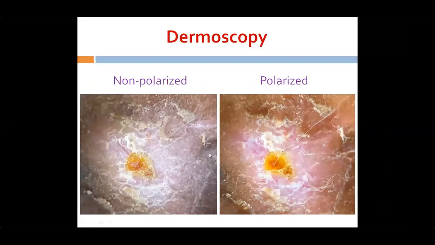But in the non-polarized mode, the lesion, as you can see, appears more scaly as opposed to the polarized mode. And even the surface features like depressions, rugosity, or crypt-like areas are better appreciated in non-polarized mode as opposed to the polarized mode. So for a holistic assessment of a skin lesion, one has to examine the lesion under both illumination modes so that we do not miss the deeper as well as superficial features of the skin lesion under the dermoscope.